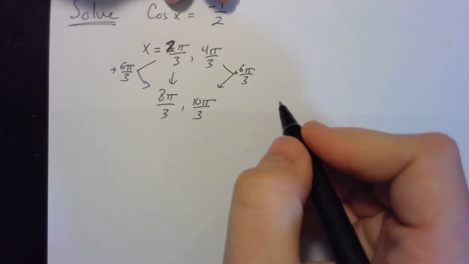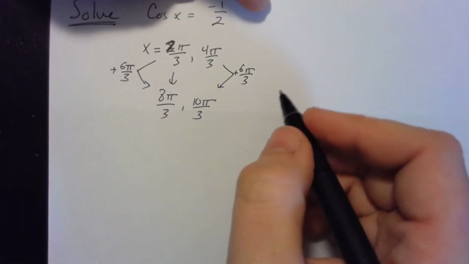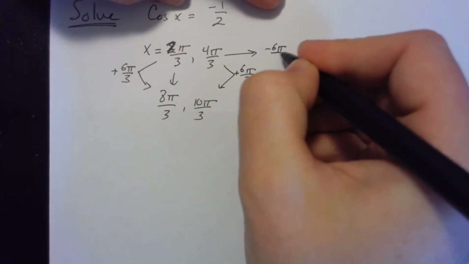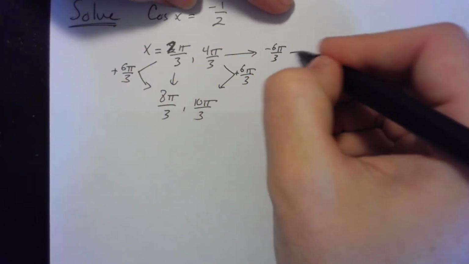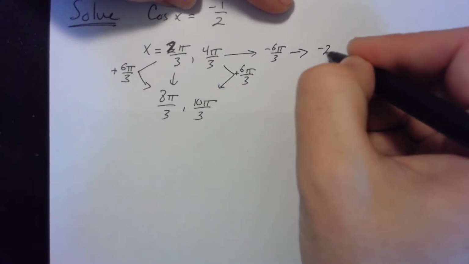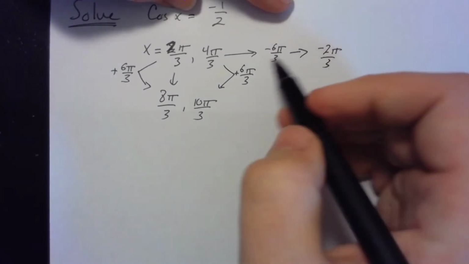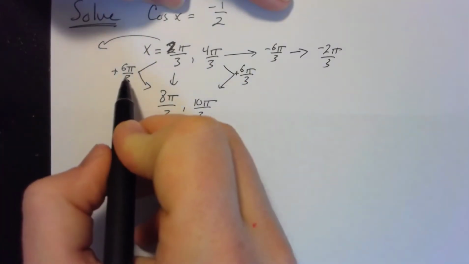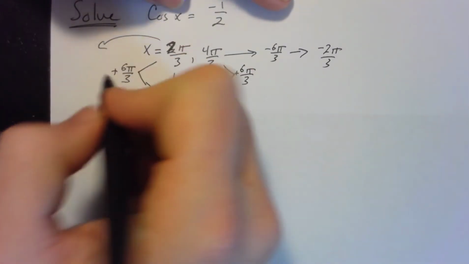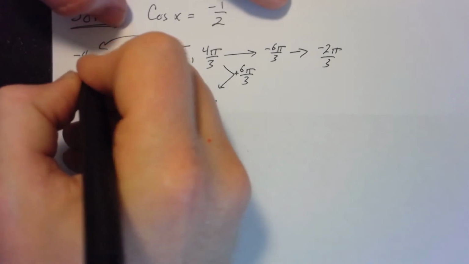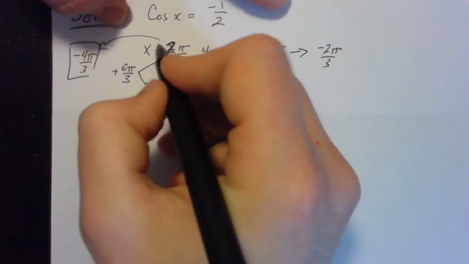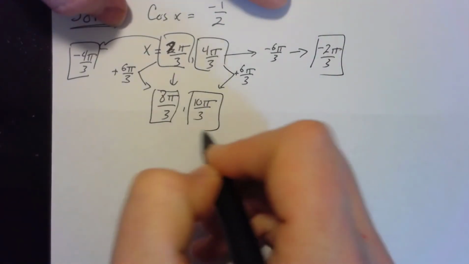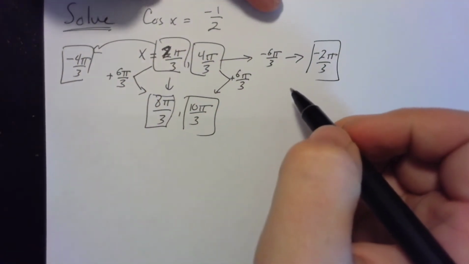The argument can also be made in reverse, that there are negative values that should also work, meaning that if I subtract 6 pi over 3, I should get a value that also works. In other words, I'm going to get a value of negative 2 pi over 3 that should also satisfy this equation. And then again, if I take this 4 pi over 3 and I subtract the 6 pi over 3, I should end up with a value that's going to work at negative 2 pi over 3. So these are all different values that should satisfy the equation provided, cosine of x equals negative 1/2.